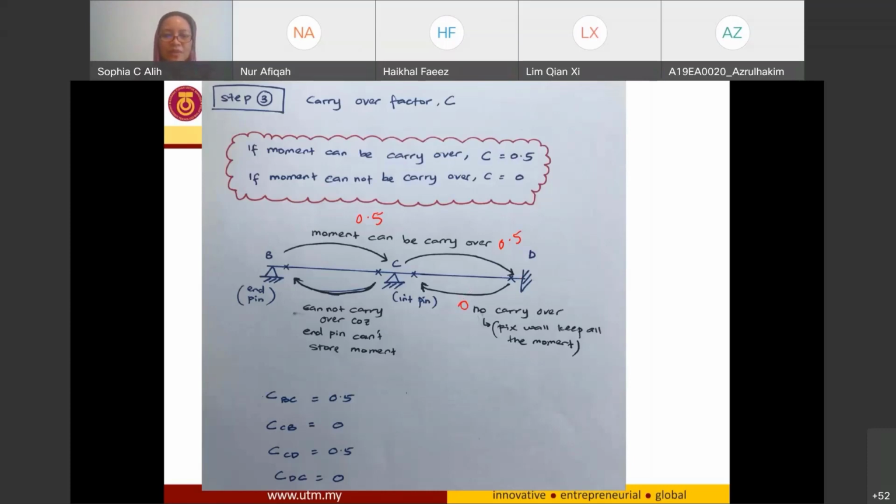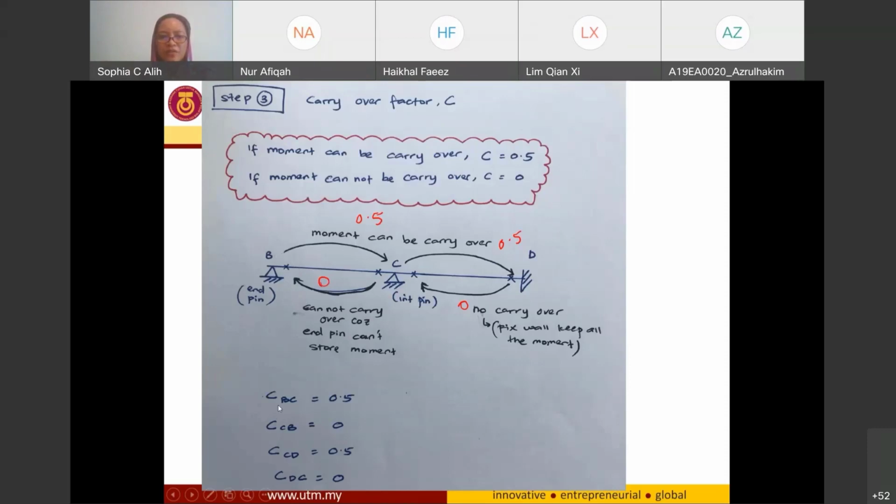And how about from the intermediate pin to an end pin? The end pin will not have moment because the end pin doesn't restrict the movement of your beam in the rotational movement, so it cannot carry over because the end pin cannot store the moment. So from the intermediate pin to the end pin is also going to be 0. Now this is the only thing that you have to remember.